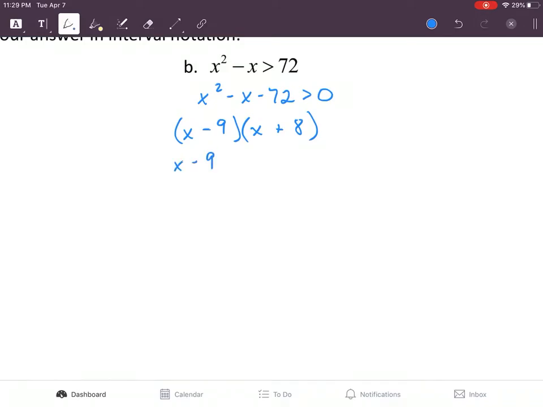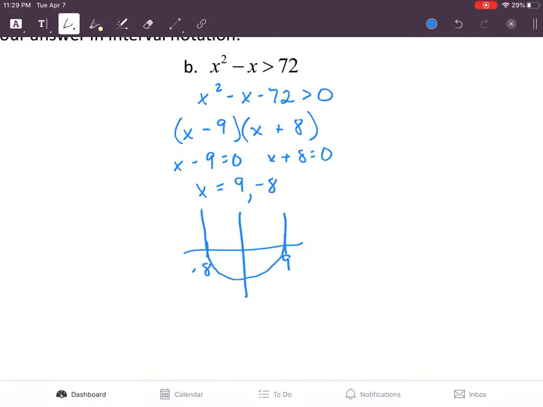Set them both equal to 0, and then solve. Again, we're going to graph them. So we have -8 and +9. Since we know the x squared term is positive, our graph's going to look like this.